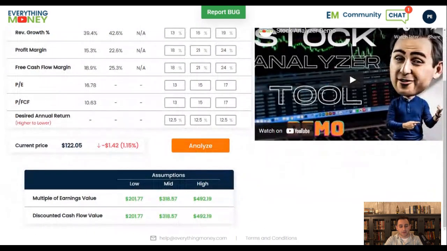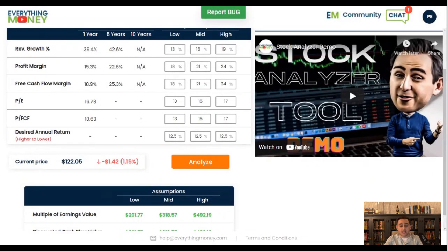Hit the analyze button. All green. What does this tell me? I'm going to look into this further. Now I want to do more deep research. That's the point of the stock analyzer tool on the initial stage.